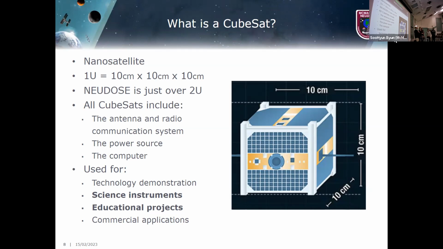And CubeSats can be used for a wide variety of different things. Technology demonstrations. In the case of NEUDOSE, we have science instruments as well as educational projects. And then lastly, they can also be used for commercial applications.